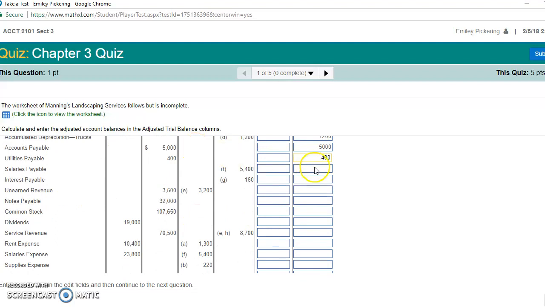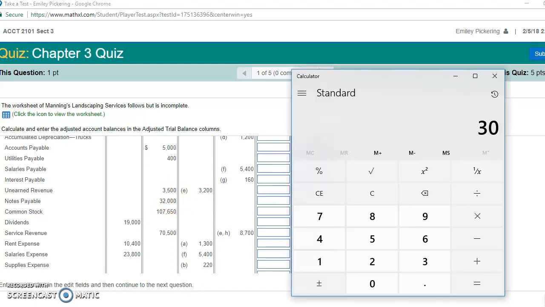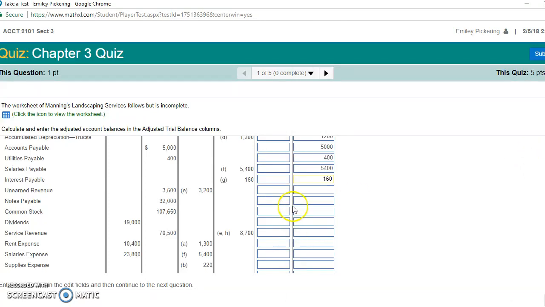Salaries payable, I started with nothing. Now I have a credit of 5,400. Interest payable, same, 160. Now, unearned revenue, I started out with a credit balance because it's a liability, credit balance of 3,500, and then I debited 3,200. So I'm subtracting there, minus 3,200. So now, sitting on the credit side is 300 of unearned revenue. Notes payable did not change. Common stock did not change.